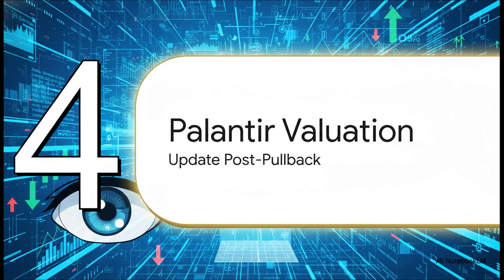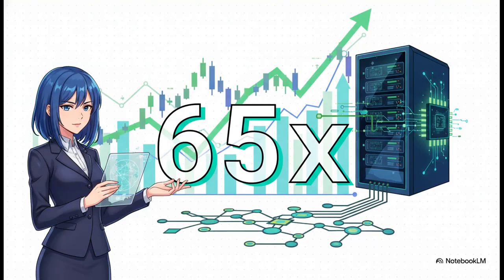Next up, part 4, Palantir valuation update. Palantir recently saw a pretty significant 37% pullback from its historical highs. So we're anchoring our updated valuation discussion around its 2027 forward price to earnings ratio, which is currently sitting at roughly 65 times forward estimates.